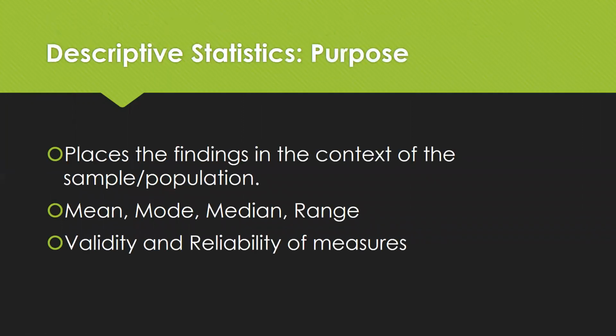And when we think of descriptive statistics, they place the findings in the context of the sample and population that we're studying. We have our four major statistics there, which I feel you solidly know as the mean, mode, median, and range. And then we have the validity and reliability of measures that we're going to discuss more in class. This is related to how we evaluate this statistical dependence that we have on various forms of health assessment measures.